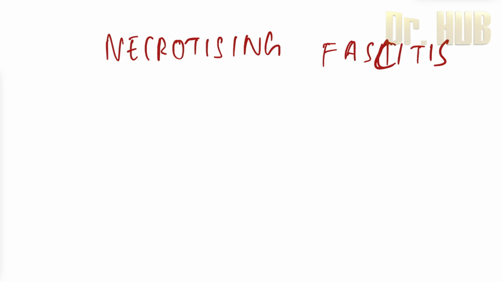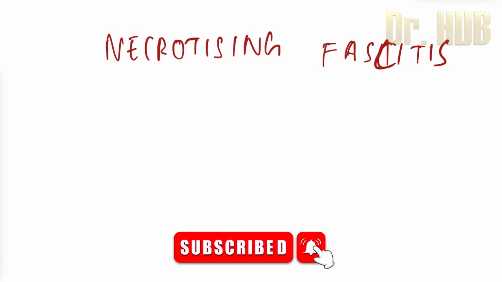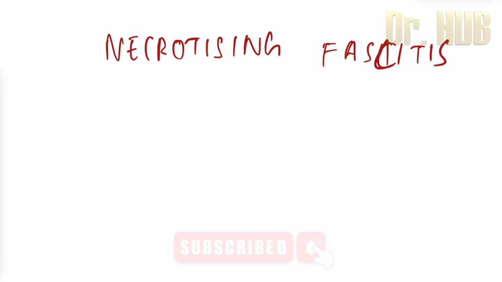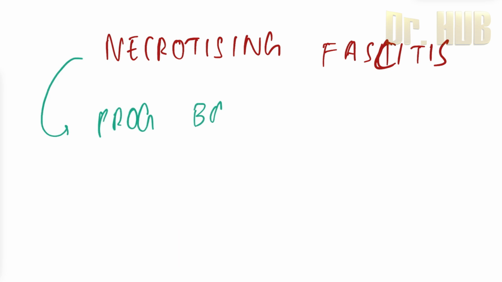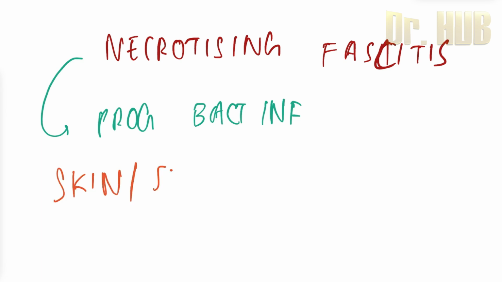So here, necrotizing fasciitis is a rapidly progressive bacterial infection, characterized by necrosis of the skin, subcutaneous tissue, as well as the fascia, sparing the underlying muscle. So it spares the underlying muscle.